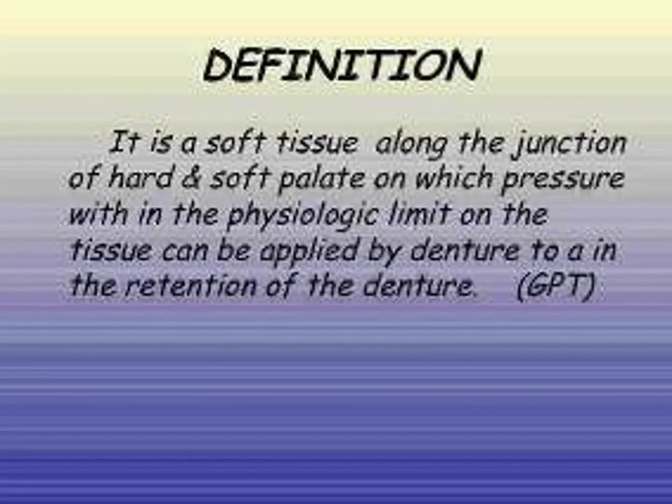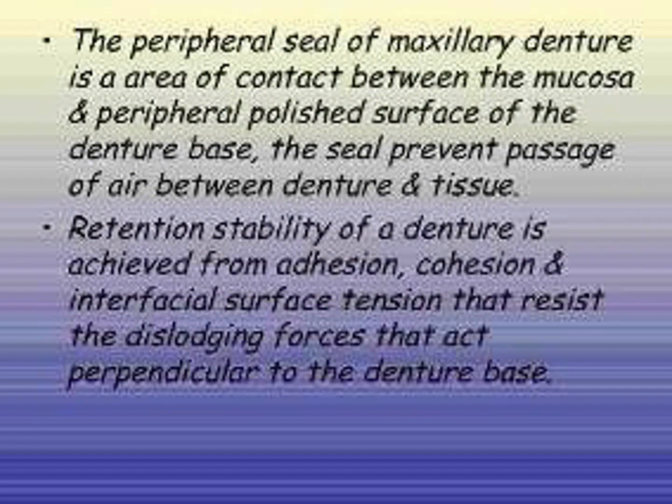This class is about posterior palatal seal. It is a soft tissue junction along the hard and soft palate on which pressure within physiologic limits can be applied to aid in retention of upper denture. The peripheral seal of a maxillary denture is an area of contact between the mucosa and peripheral polished surface of the denture base, and this seal prevents passage of air between the dentures and the tissues.